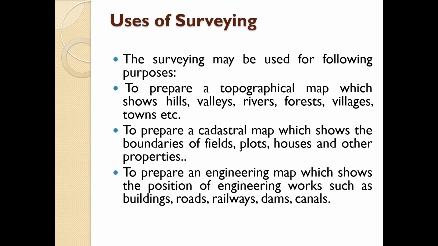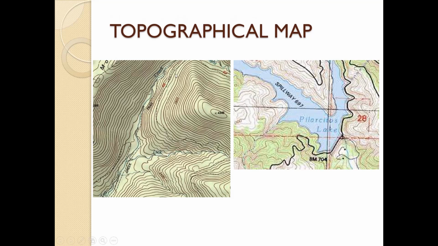Now the uses of surveying. The surveying may be used for the following purposes. One, to prepare a topographical map which shows hills, valleys, rivers, forests, villages, towns, etc. Second, to prepare a cadastral map which shows the boundaries of the fields, plots, houses, and other properties. Cadastral means mahsuli; in Marathi it is called a mahsuli map. These are required for tax collection and all those things. The third thing is to prepare an engineering map which shows the position of engineering work such as buildings, roads, railways, dams, and canals.